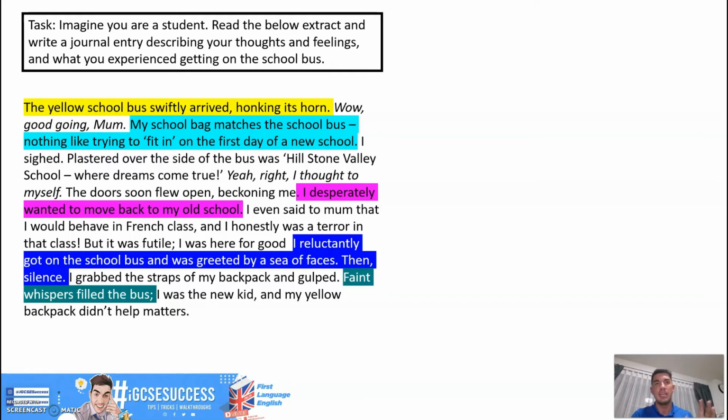What I've done already, I've highlighted the 5 ideas that I am going to use. The paragraph's quite straightforward. I've just pulled out 5 explicit ideas, and I'm now going to show you how to turn those ideas into a journal and how to develop them.